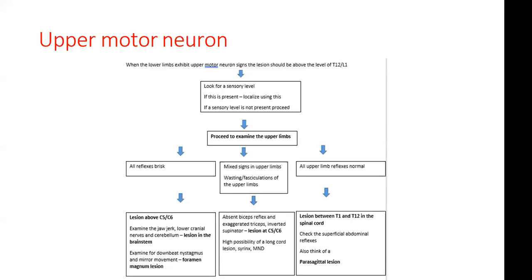But I've also given you additional information. If there is no sensory level, how do you work it out? If you get paraparesis without a sensory level, then you examine the upper limbs. Using the reflexes of the upper limbs, you classify whether it's above C5, C6, at C5, C6 or below T1. Maybe there you can classify it accordingly.